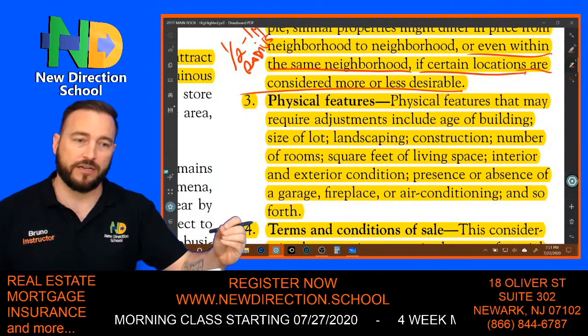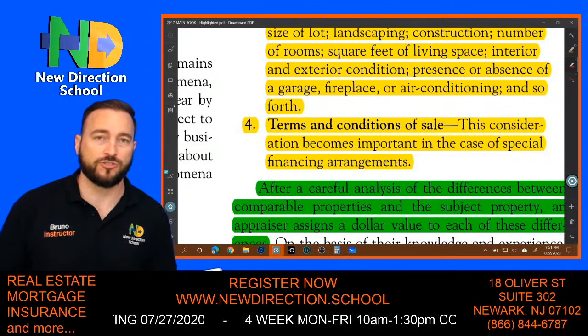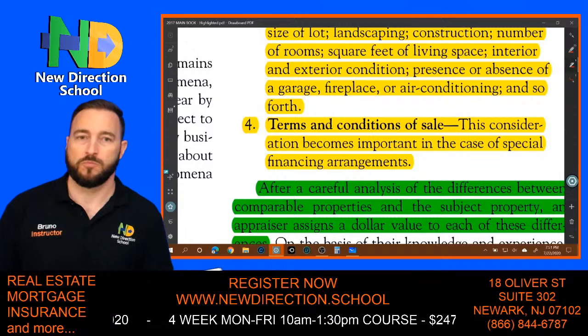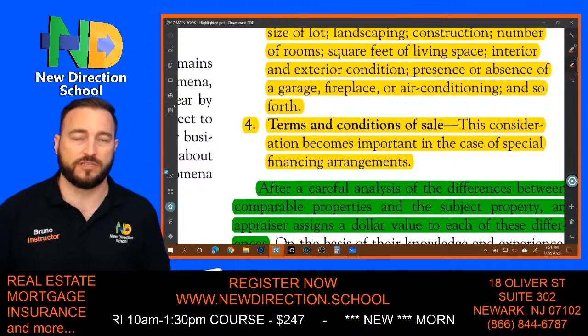Just like the terms and conditions, they also change the value of a property. If it was sold cash, then do you think it was sold for a higher price or a lesser price? Most likely a lesser price, right? If it was financed, most likely a higher price. So we have to consider these as well. Was it a foreclosure, a short sale? How did the sale happen when you go do the comparables, okay?